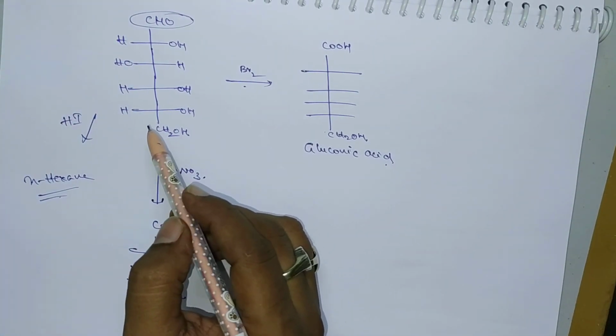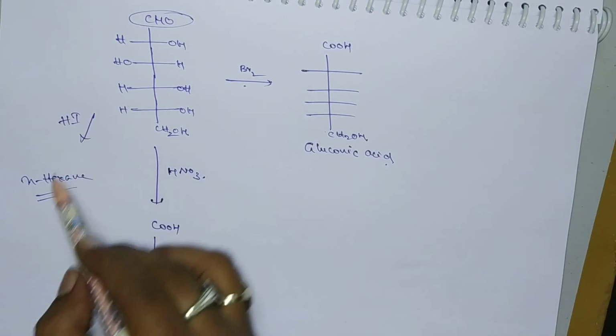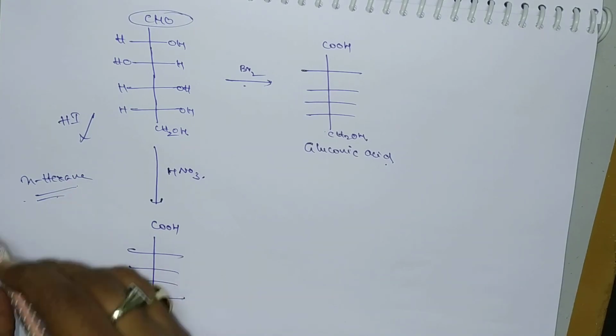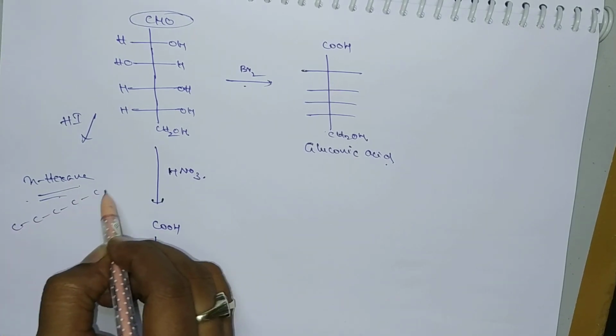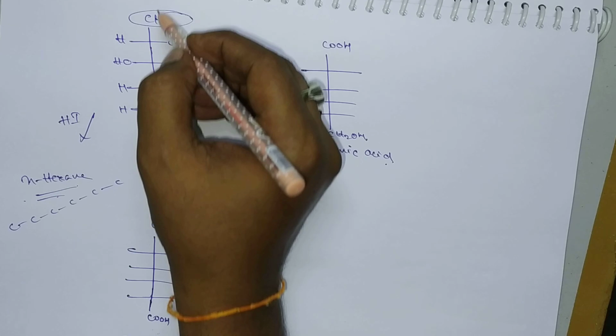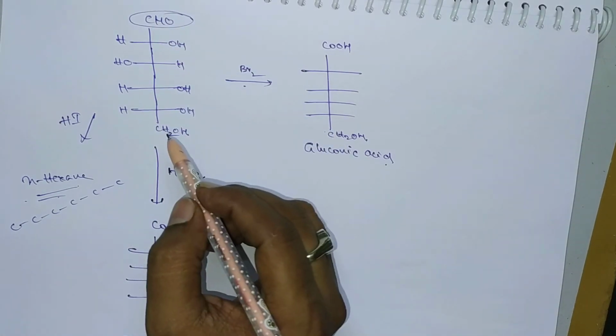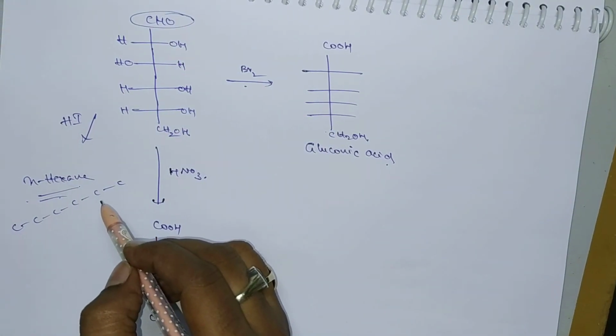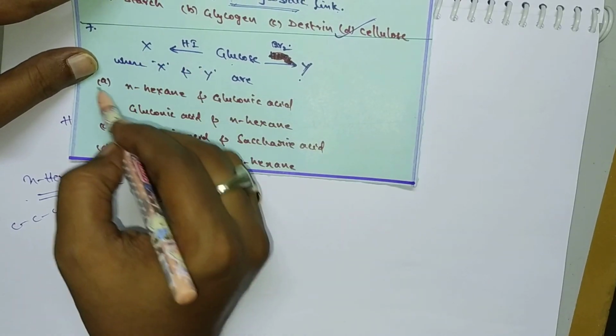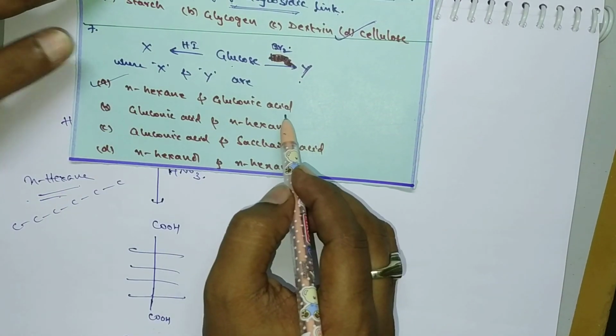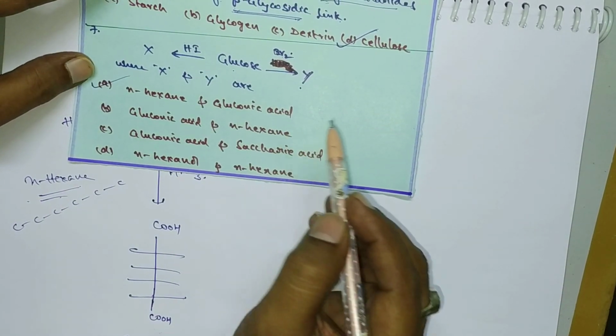So glucose upon treatment with HI produces n-hexane. This n-hexane means 6 carbon atoms are present in straight chain. That's why glucose consists of 6 carbon atoms in straight chain. Okay. So here the answer will be n-hexane and gluconic acid. So this is A. And next one.